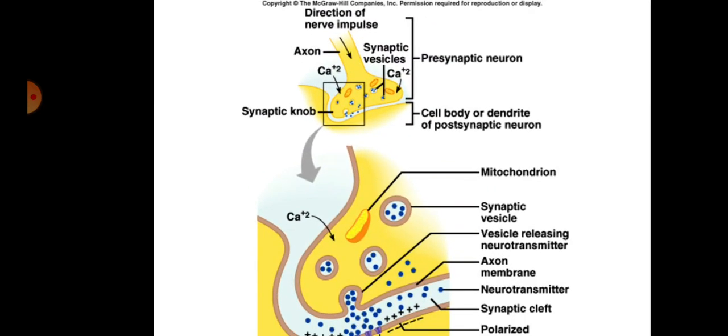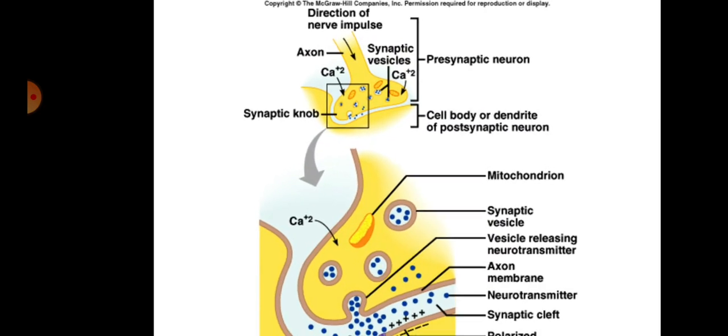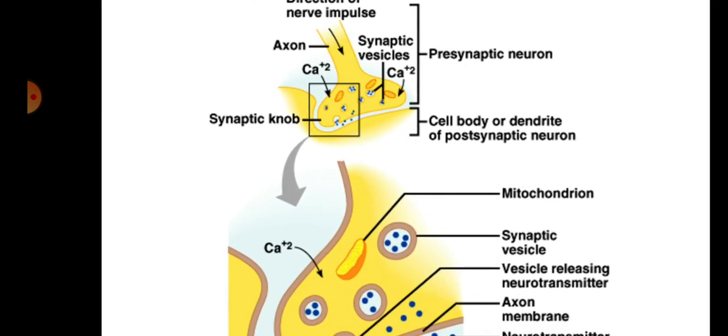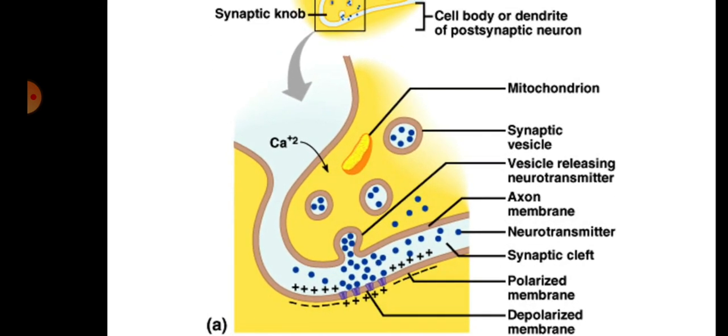Here in the above diagram, you can see the axon fiber, which is depicted in yellow, and the small blue colored synaptic vesicles and the synaptic knob along with the calcium ions, and you can also see a few mitochondria. This structure of the synaptic knob has been elaborated in this diagram.